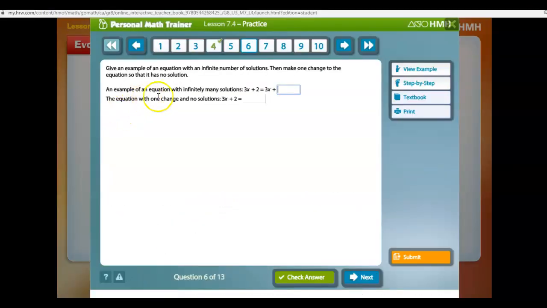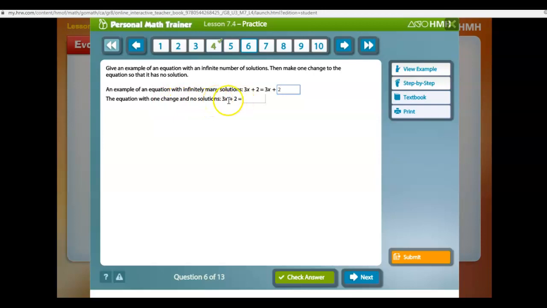An example of an equation with infinitely many solutions, they have to have exactly the same thing. So right here, 3x plus 2 has to be exactly the same on this side too. 3x plus, what's missing? The 2. Now an equation with one change and no solution.